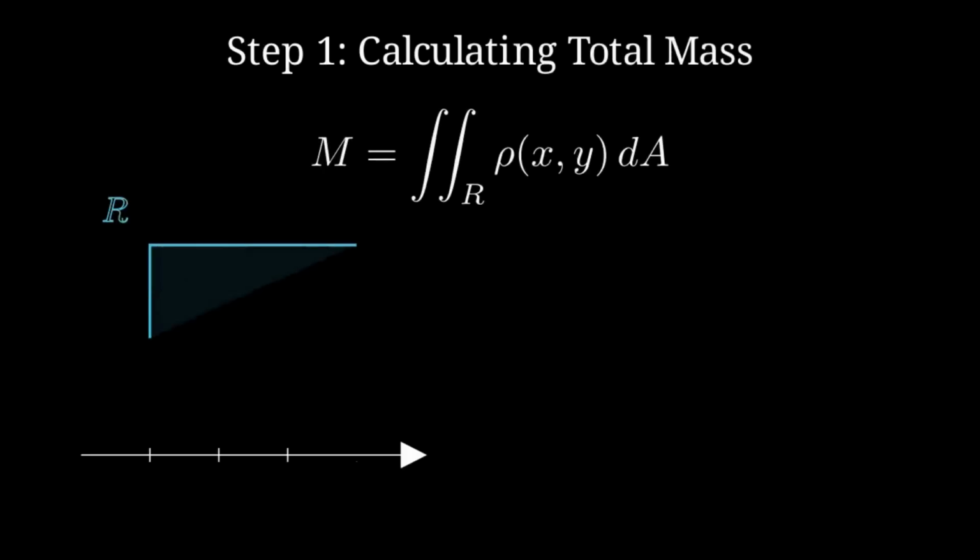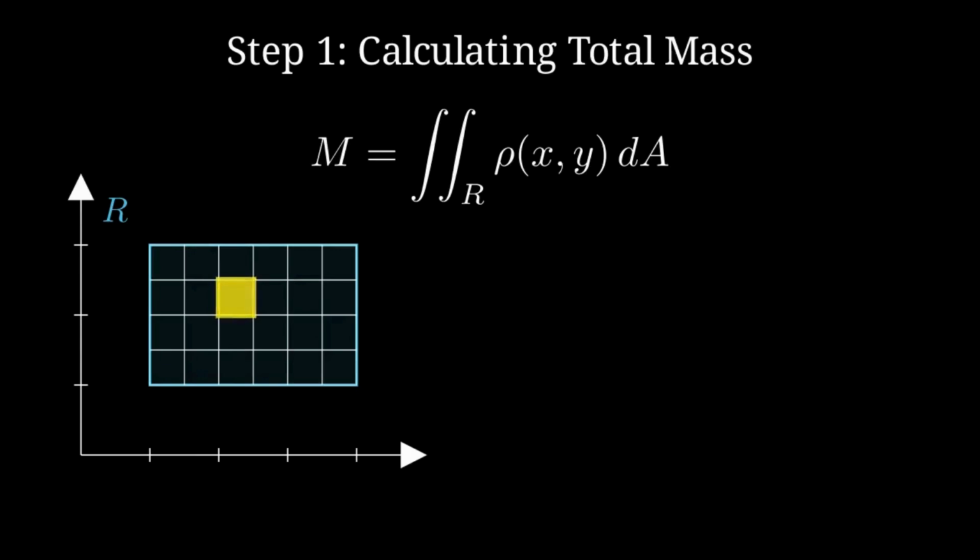The total mass, m, is the double integral of the density function over the region R. We can think of this as summing up all the tiny mass elements, dm, which are equal to the density at a point multiplied by the area.